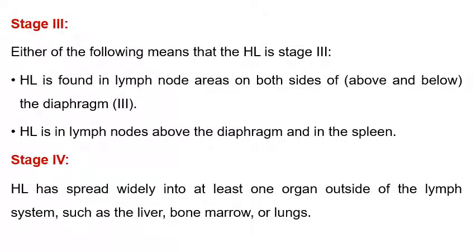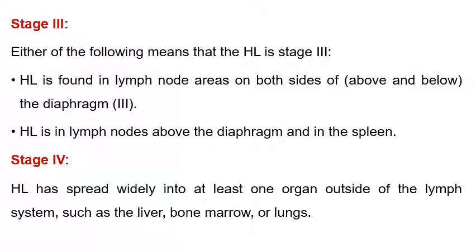And when it is stage 3, either of the following means that the lymphoma is stage 3. It is found in lymph node areas on both sides, above and below the diaphragm. If the cancer is found there, then it is stage 3. And if it is in the lymph nodes above the diaphragm and in the spleen, it is also stage 3.